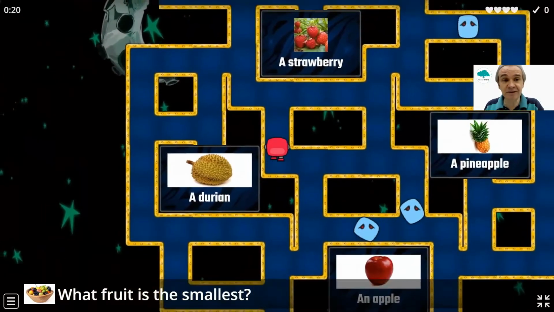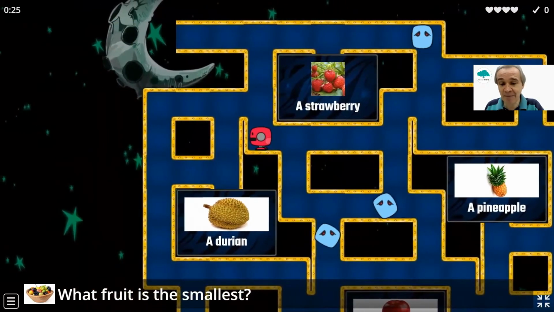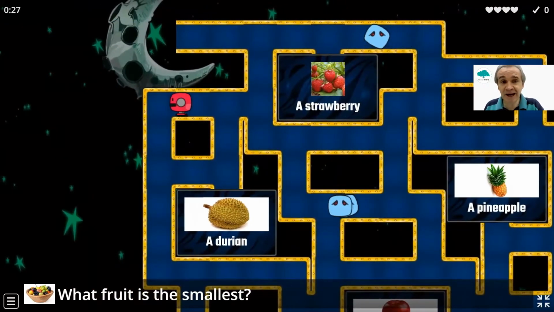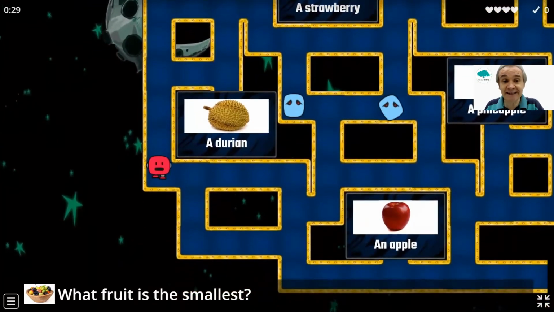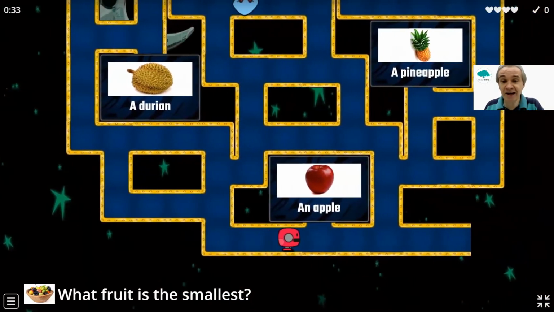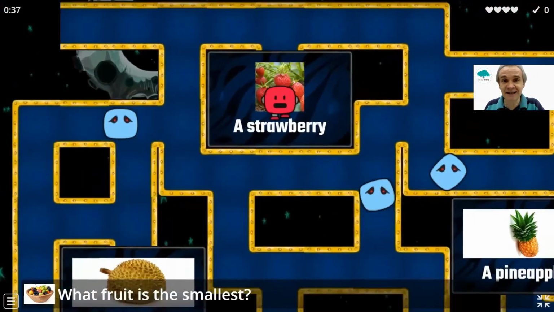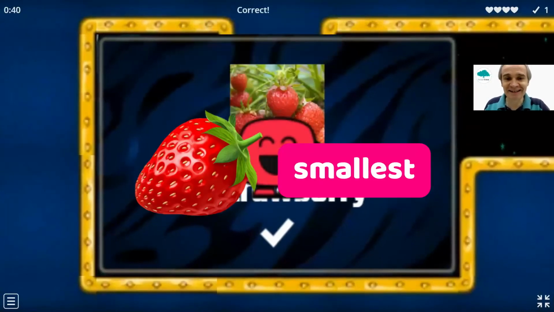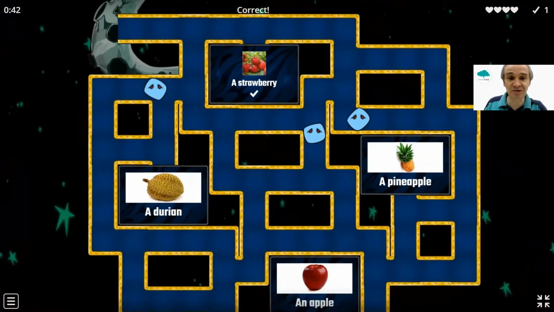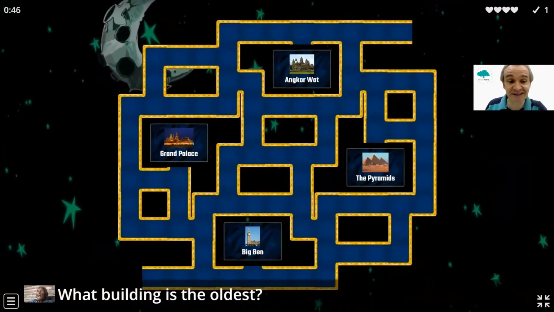So I can see a durian, a strawberry, a pineapple, and an apple. Now I have to be careful not to get eaten by the blue ghosts. And I can use my keyboard to go around to find the correct answer. Strawberry. A strawberry is the smallest fruit.